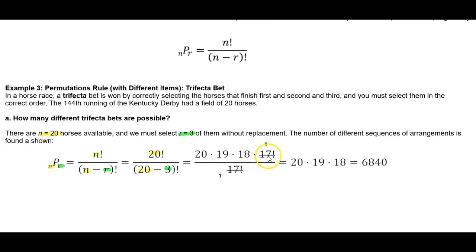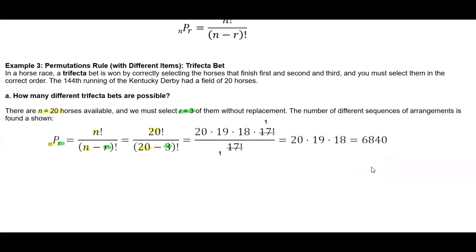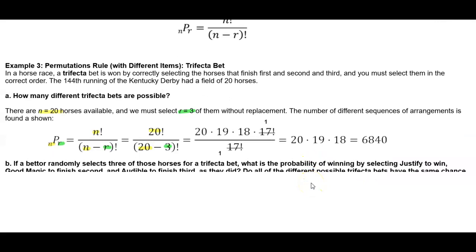Well, 17 factorial divided by 17 factorial is going to be 1. So you don't have to write them all out, because technically you're dividing it by itself. So therefore, you're going to be left with 20 times 19 times 18, which gives us 6,840. So therefore, the number of different sequences would be 6,840.